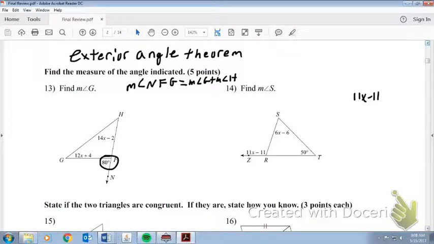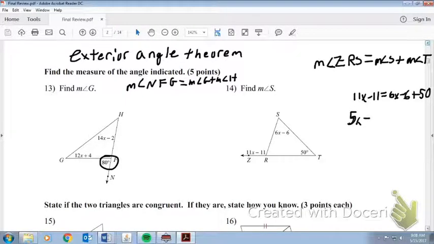Now we're going to look over, and this kind of jumps back and forth. This is just from how it was done in class, so I apologize for that. Looking over at 14, 11x minus 11 is going to equal 6x minus 6 plus 50. So that exterior angle equals the sum of the two remote interior angles. So ZRS equals S plus T.